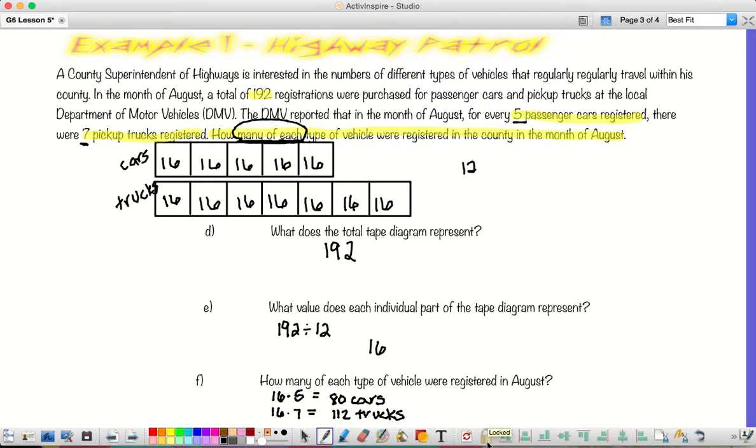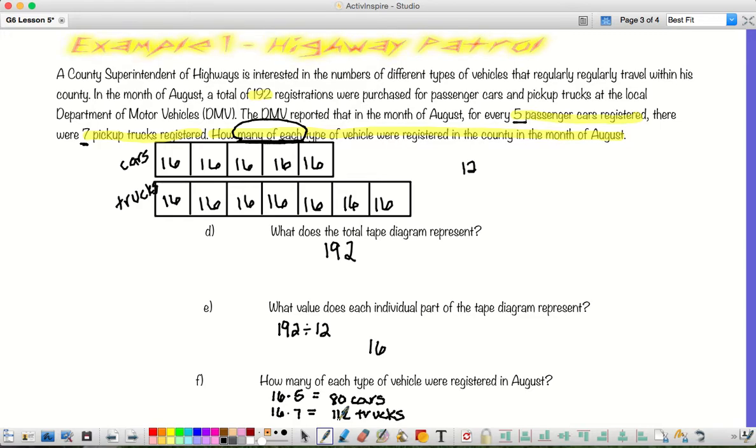So we needed to use the total number of vehicles to figure out what each box in our tape diagram would represent. We use the diagram to help us break it down a little bit more, to figure out, if I have the ratio of 5 to 7, and that's a total of 12, how can I use that ratio to help me figure out what would give me a total of 192? And we figured out there were 80 cars and 112 trucks, which would still be the ratio of 5 to 7, and it would give you that 192 total amount of vehicles.